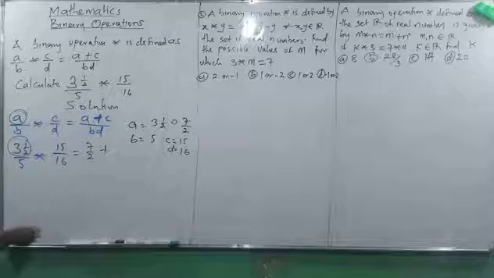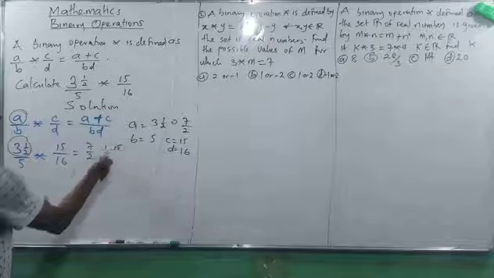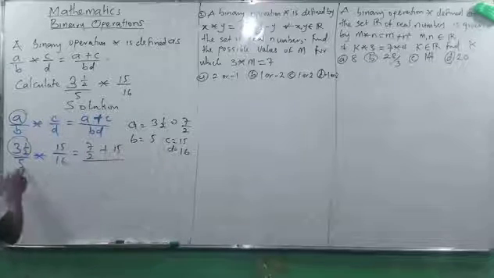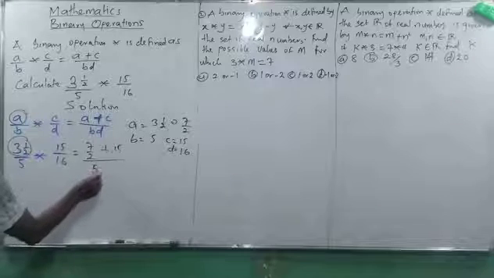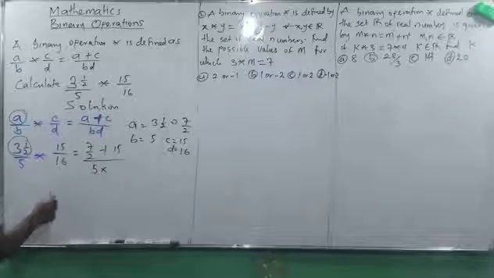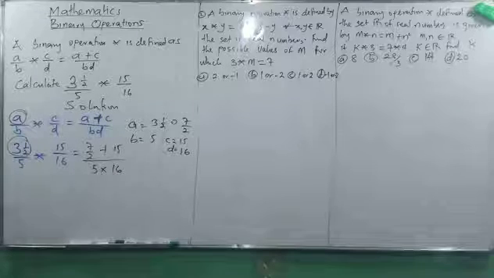My C is 15 divides B. B is 5 and multiply. This is multiply and 16. That is what we have to do there.